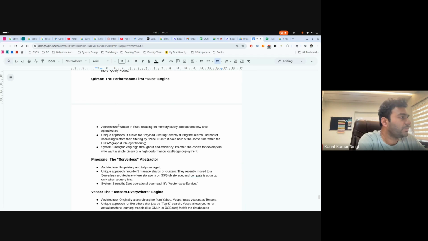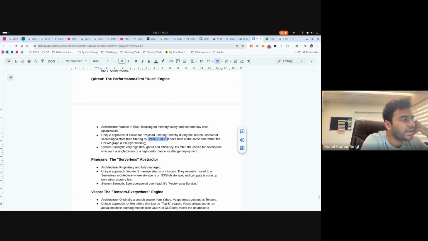Qdrant, focusing on memory safety and extremely low level optimization. So I think this is the sweet spot here. So in Qdrant, you can do this kind of filtering simultaneously when you are doing HNSW search, right? So it allows for payload filtering directly during the search, instead of searching vectors, then filtering by this, like a post filter, right?